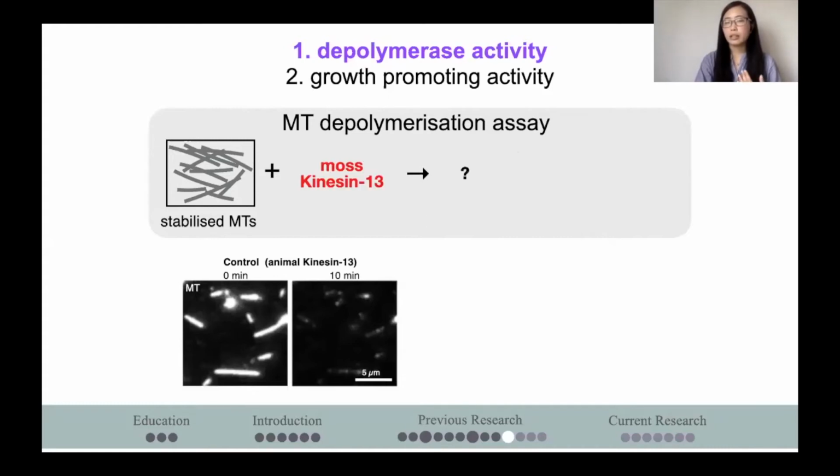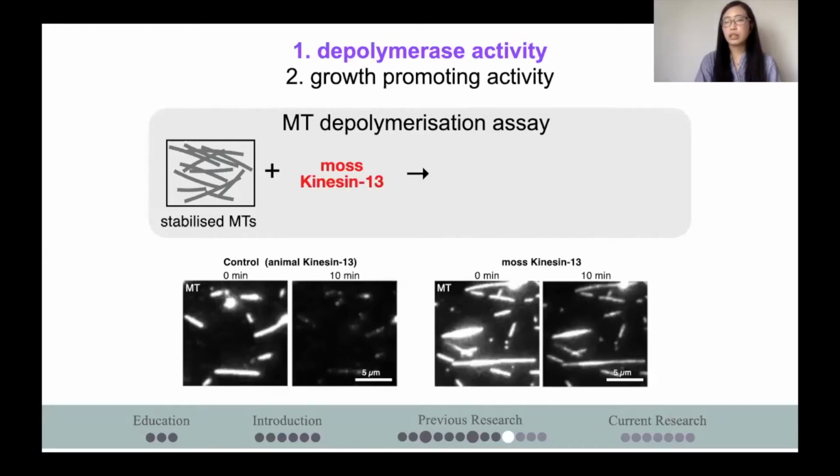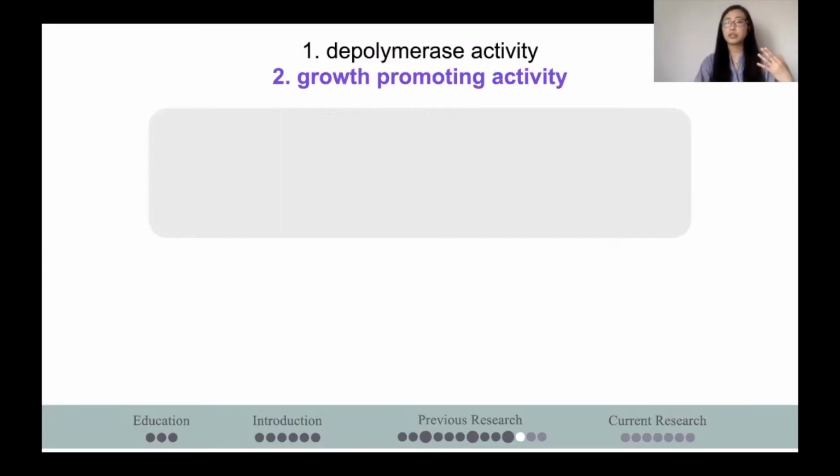However, when I added mouse kinesin 13, nothing happened to the microtubules. They were perfectly stable, and the microtubules did not depolymerize. So at least the results show that kinesin 13 doesn't seem to have depolymerization activity. So I wanted to now check if it has growth promoting activity.